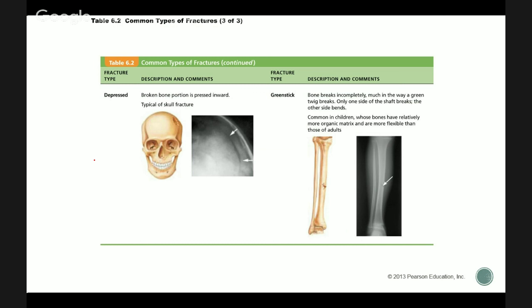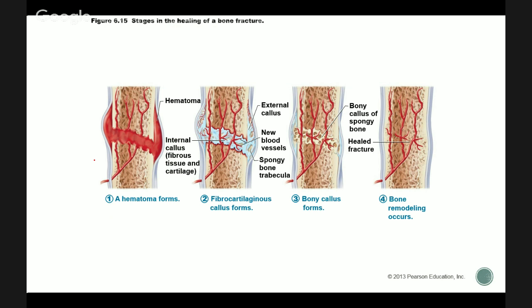So like if you've got a tree out in the yard and you grab a nice living branch on the tree and you try to snap it off, you can't. It kind of bends, but it doesn't break. Call that a green stick. Same thing here. So the bone kind of bends a little bit, but it's not a complete fracture. One side kind of breaks a little bit, the other side just bends. So that's called a green stick fracture.